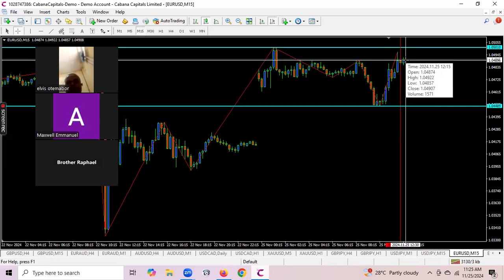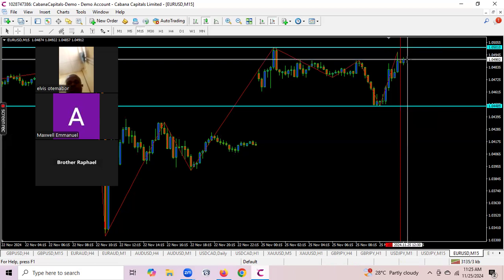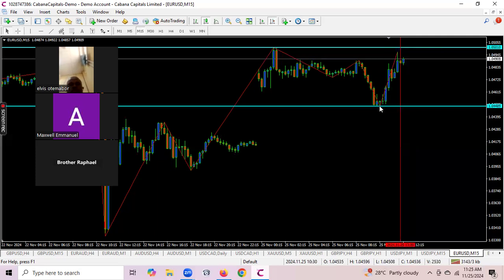Okay, that is it on Euro USD. If you are considering selling, this is a good trade on Euro USD. You either wait for price to pull back to this low or take the trade now. Set your stop loss 60 pips above this high. I hope that is clear. So that's my take on Euro USD.